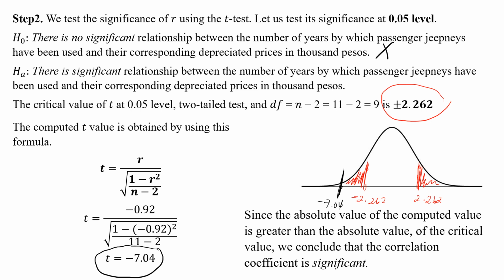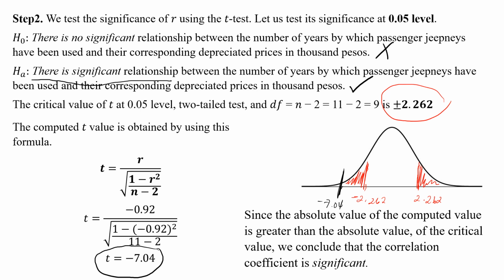Okay, rejected si null hypothesis, meaning accepted si alternative. So there is a significant relationship between the two variables, na meron tayo doon sa number of years by which passenger jeepneys have been used and their corresponding prices. Okay? So, kapag ang answer natin is merong significant relationship doon sa ating dalawang variable, ibig sabihin, pwede nating gawan siya ng regression analysis.